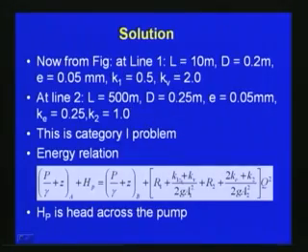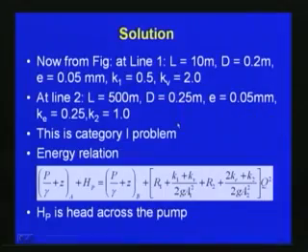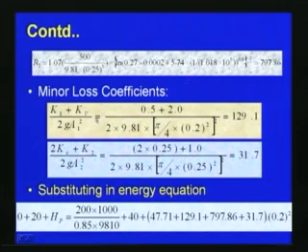Then we can calculate with respect to the minor loss coefficient, K1 plus Kv by 2g A1 square, which is equal to 0.5 plus Kv, which is already given as 2. So, 0.5 plus 2 divided by 2 into 9.81 into pi by 4 into 0.2, all squared, is equal to 129.1. In a similar way, for pipeline 2, Ke plus K2 by 2g A2 square will be obtained as 31.7.